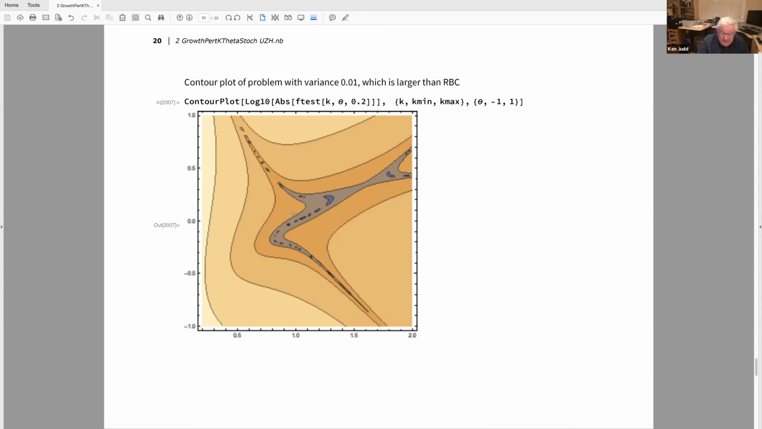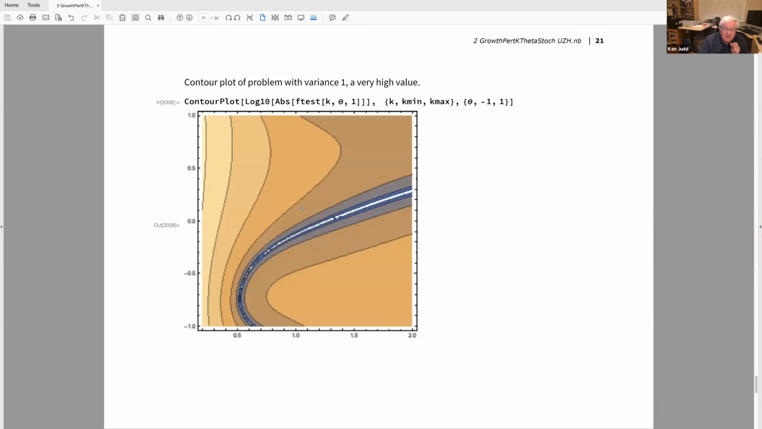By the way, if we simulated this, it's not likely that it's going to live around theta equals 0 and k equals 1. The theta is going to go up and down, and the k is going to wander around. And so look at the theta, the Euler equation errors are very good. Now, this is a very high value for variance.